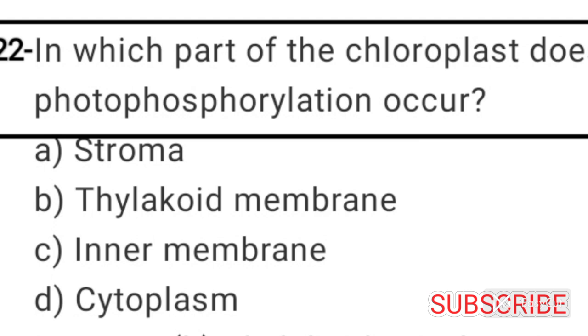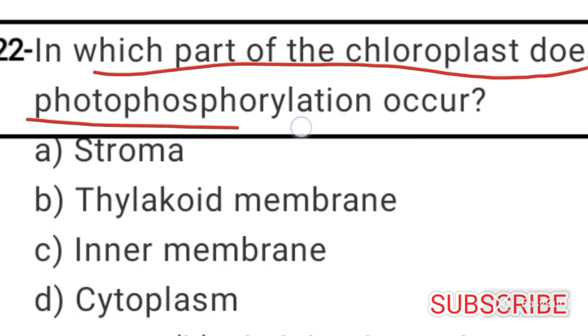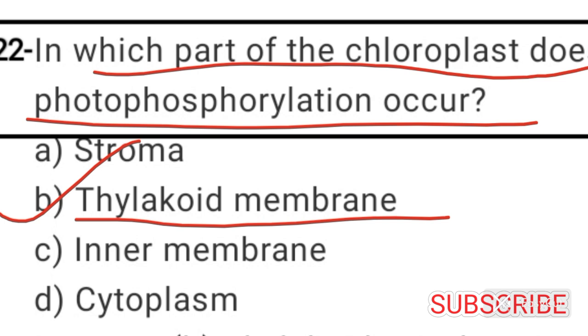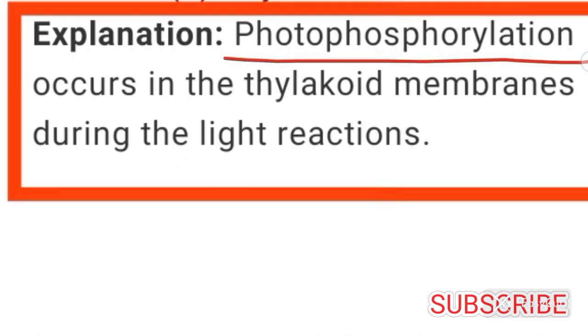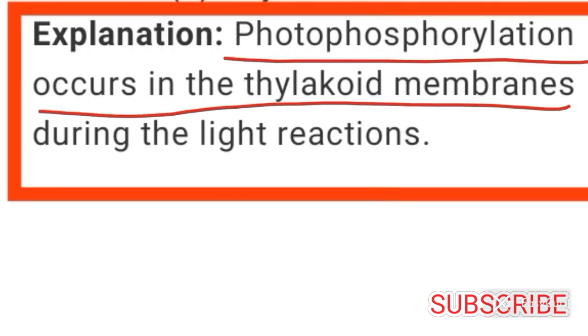Question number 22. In which part of the chloroplast does photophosphorylation occur? Answer is option B, thylakoid membrane. Photophosphorylation occurs in the thylakoid membrane during the light reaction.